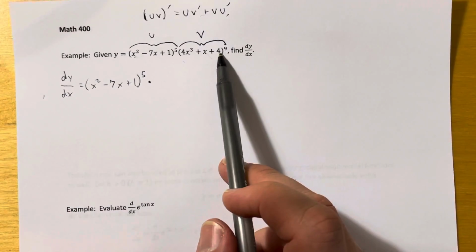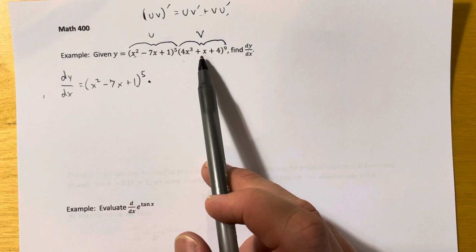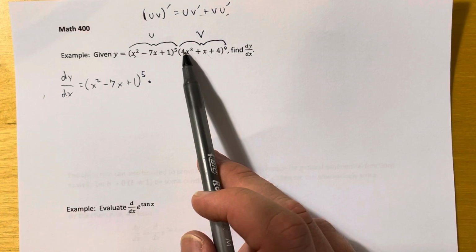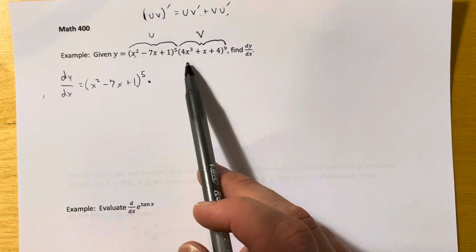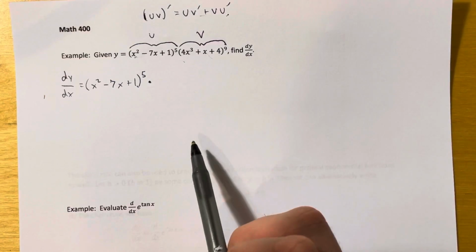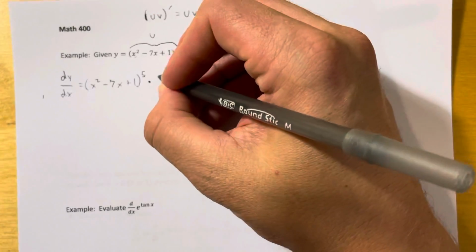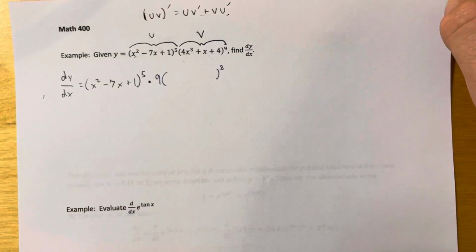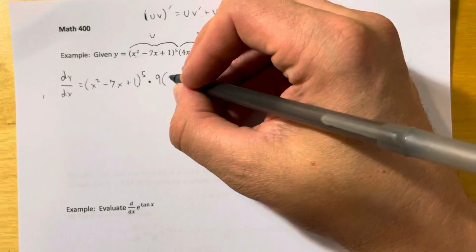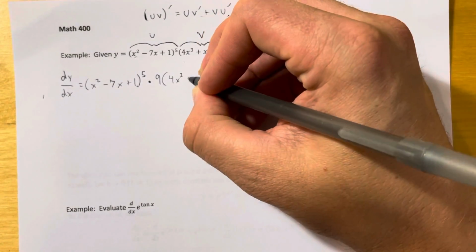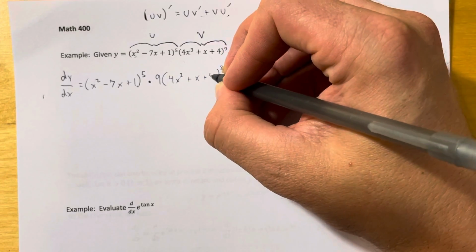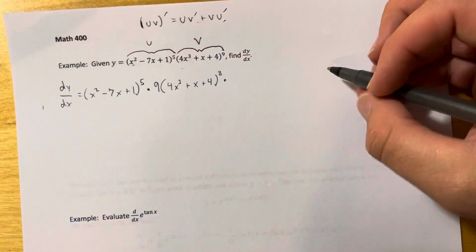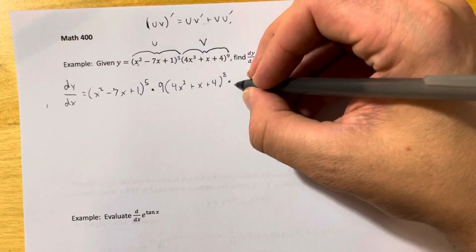v prime is the first place I'm going to need to use the chain rule. So again, looking at this, the inside function, the thing inside parentheses, appears to be 4x cubed plus x plus 4. The outside function appears to be x to the 9th. So I take the derivative of the outside function, 9. This is using my power rule, subtract 1 from my exponent to get an 8, and then keep the inside function the same, 4x cubed plus x plus 4. But then I also need to multiply that by the derivative of the inside function.